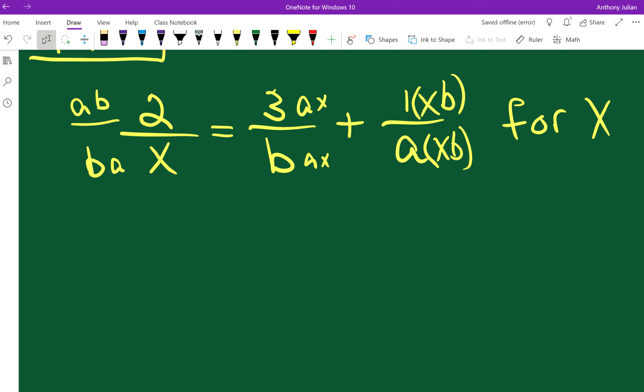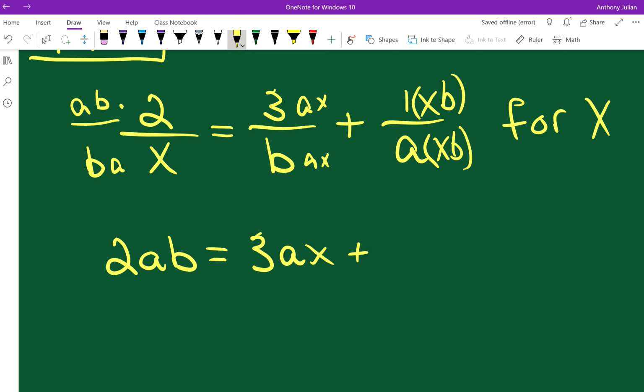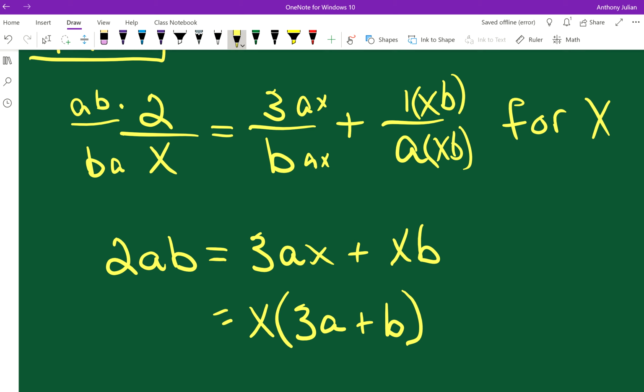And let's see what we come up with here. So I've got 2AB. AB times 2 is 2AB, which equals 3AX plus XB. 1 times XB is XB. We're ignoring the denominators now since they're the same. This is a lucky break. We've got the x's on the same side already. I'm solving for x, so I want to get those two x's to be 1. So I've got to factor out the x. If I factor out the x, then I've got 3ax divided by x is 3a, plus xb divided by x is b. All right, and that's going to equal 2ab.